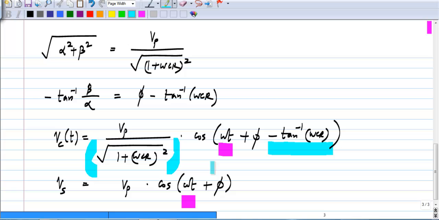Okay. So, this is in general true for any linear time invariant system excited by a sinusoid. The steady state response will be a sinusoid at the same frequency but with a different amplitude and phase. Okay.